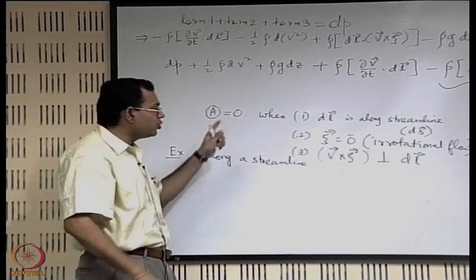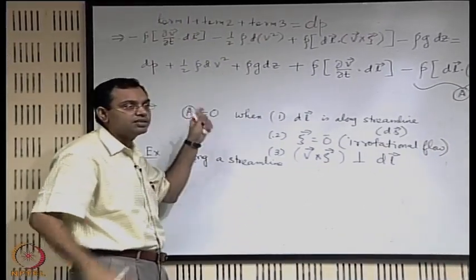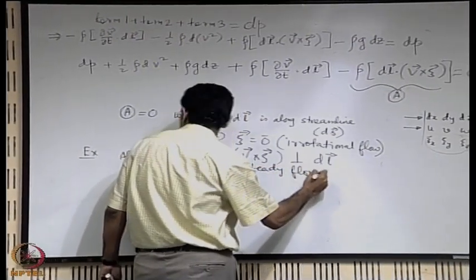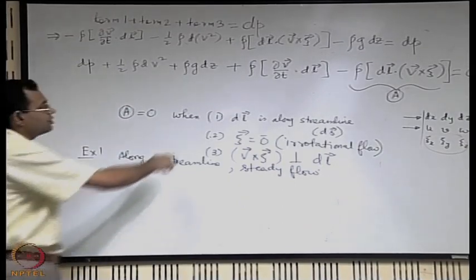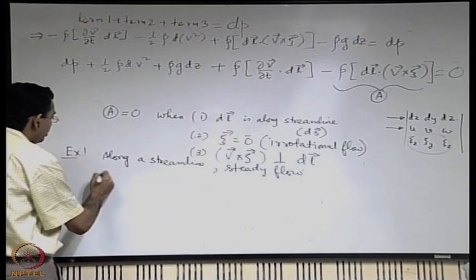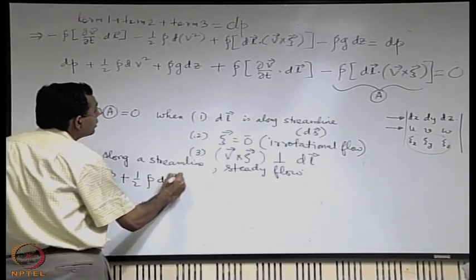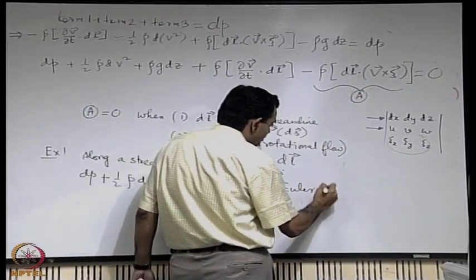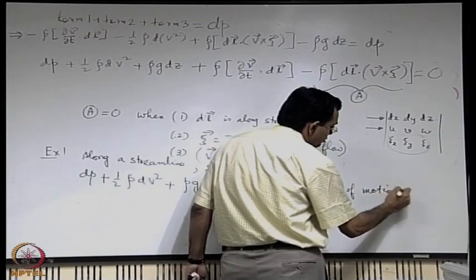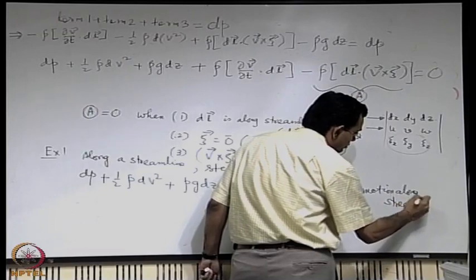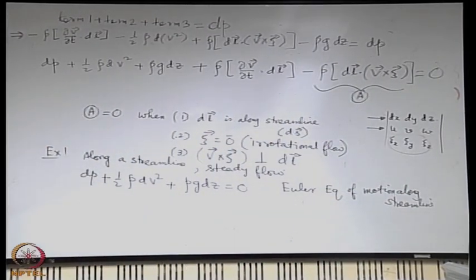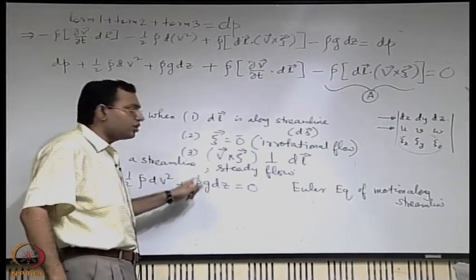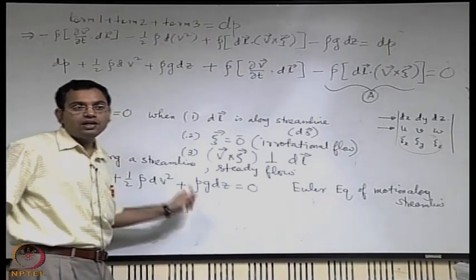So when you have a streamline, we are looking for the difference in these variables along a streamline. So when you have along a streamline, and let us say steady flow, as the first example, this is example 1. Then this term will become 0 because of steadiness. So you have dp plus half rho dv square plus rho g dz equal to 0. This is known as Euler equation of motion along a streamline. Now this is valid both for compressible as well as incompressible flows. You are not yet committed to how the density changes. So now we are interested to see how the density changes.